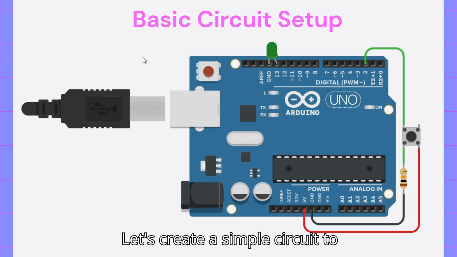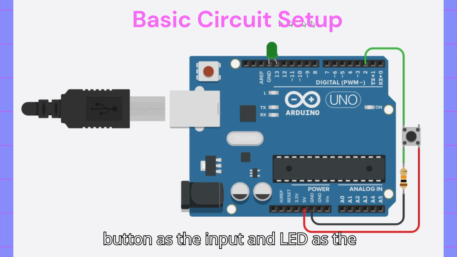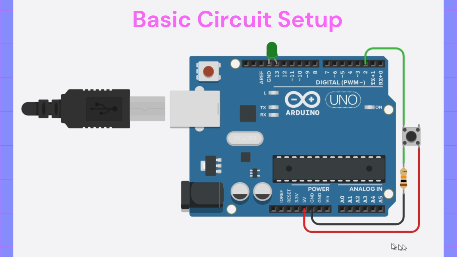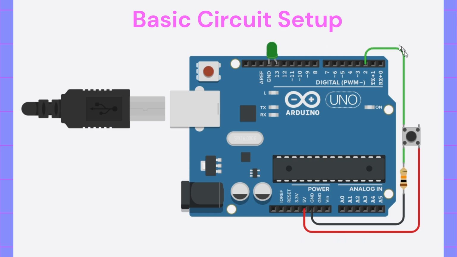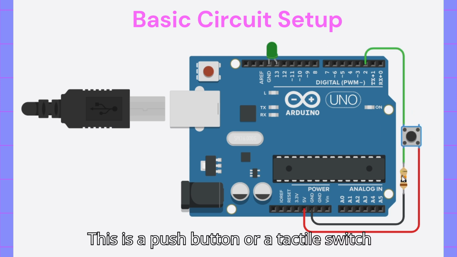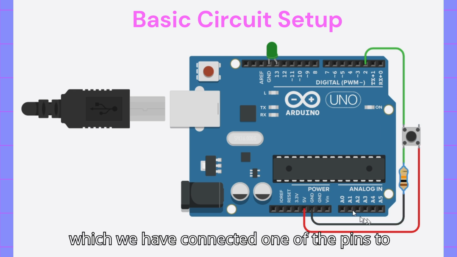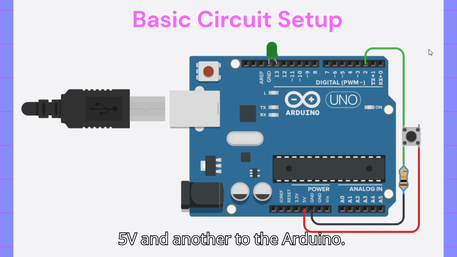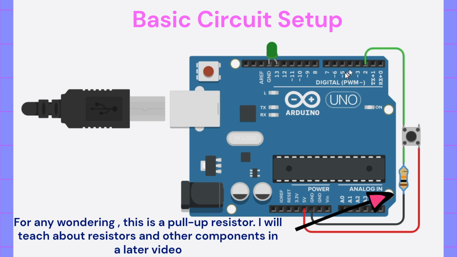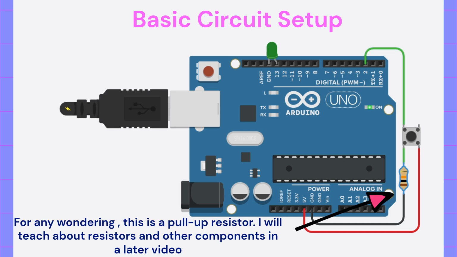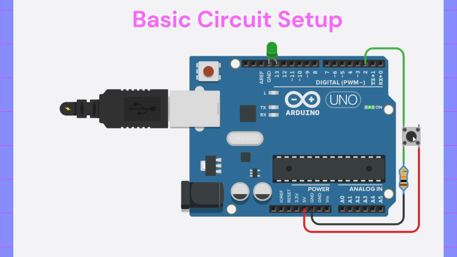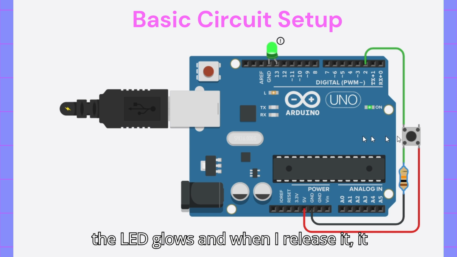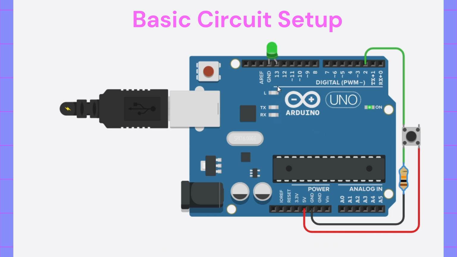Let's create a simple circuit to demonstrate. We'll use a push button as the input and an LED as the output. This is the LED that we are going to use. This is a push button, or a tactile switch, which we have connected with one of the pins to 5V and another to the Arduino. As you can see, after I push the button, the LED glows, and when I release it, it stops glowing.